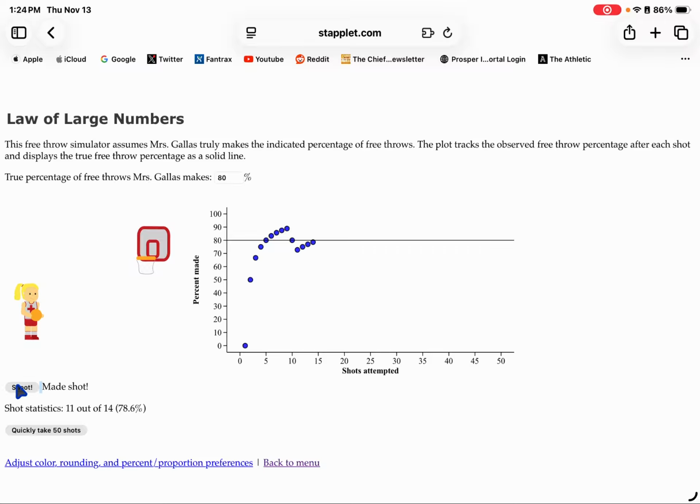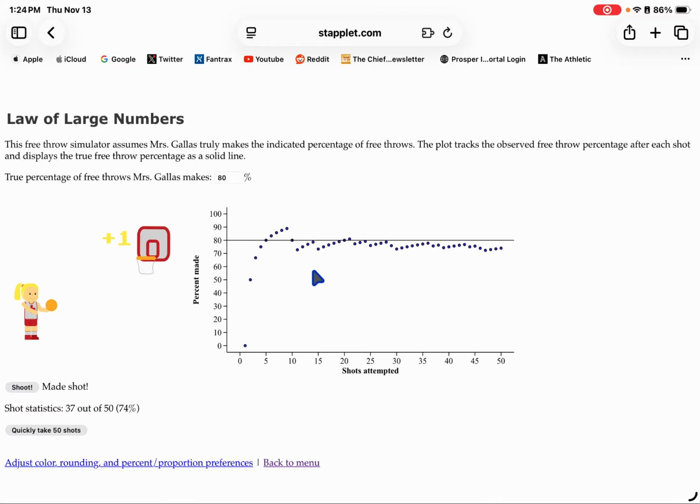Okay, I'm going to quickly let's go to 20. Okay, so now there were times where I was below 80%. And you can see too, you can scroll over and kind of see the shot, what percent they were, in case you're filling out that table. Okay, I'm going to shoot just another 10. And now you can see, okay, I'm 22 out of 30. I've got 73%. So keep going. Let's go all the way to 50.